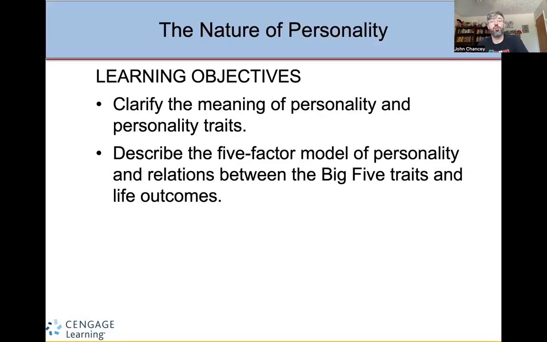So the first topic we're going to look at is what personality is, or the nature of personality. These learning objectives are things that you should be able to do by the time you finish reading this chapter, or by the time you finish watching this video. Hopefully you're doing both. Don't use these videos to replace the textbook. You should be able to clarify the meaning of personality and personality traits, and describe the 5-factor model of personality and how the big 5 traits relate to life outcomes.